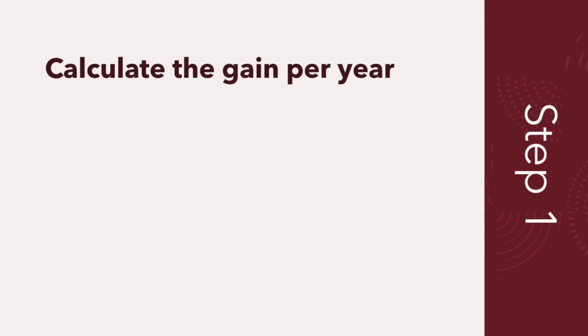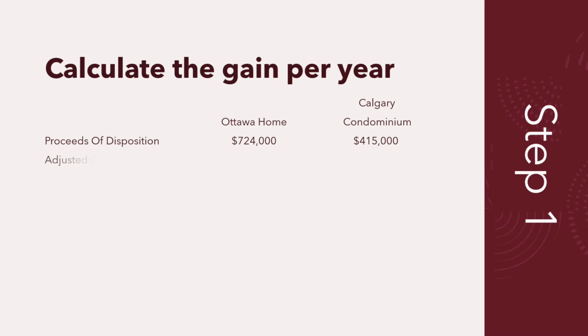Step 1, calculate the gain per year. So if we look at the Calgary condo and the Ottawa home, we'll start off with the proceeds of disposition, which was given to us in the case for each property. From that, we subtract the adjusted cost base. $628,000 for the Ottawa home, $325,000 for the Calgary condo.